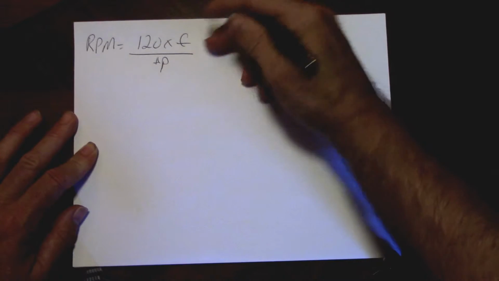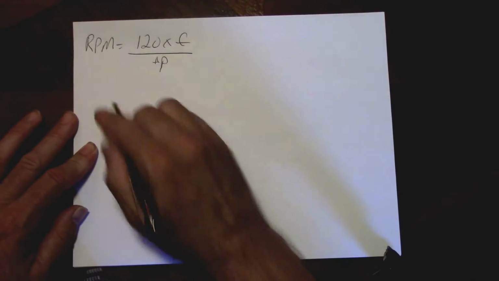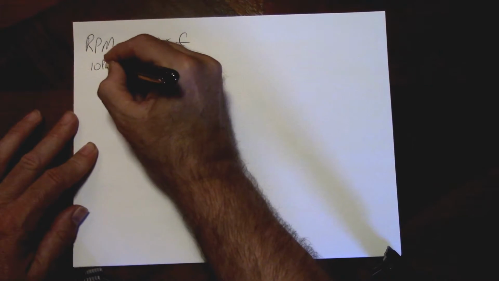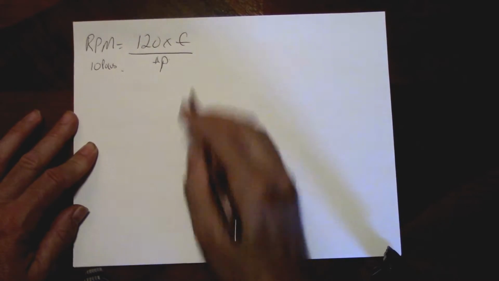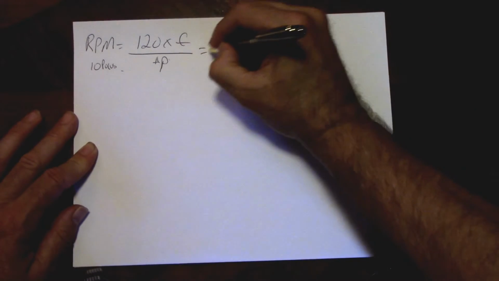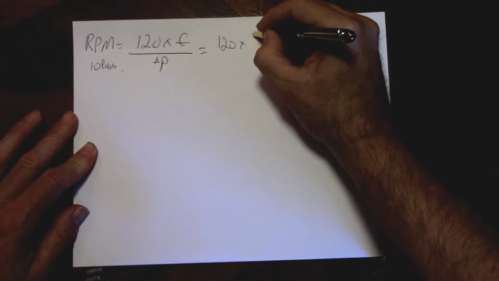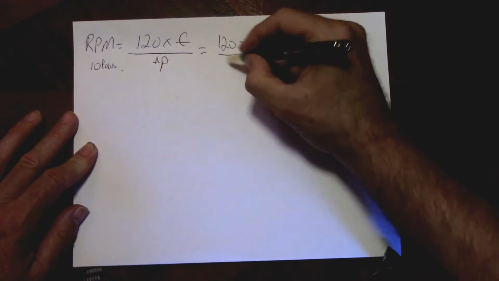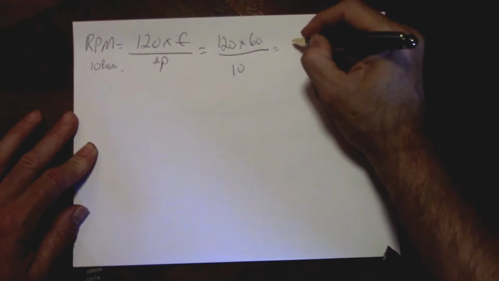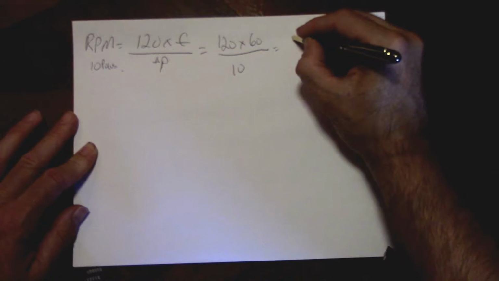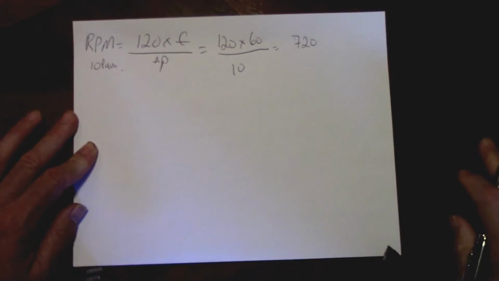And my question is, the first one, what if I had a motor that had 10 poles? How fast is that thing actually going to go? So 120 times frequency, which in Canada is 60, over number of poles, which is 10. This now gives us a total answer of 720 RPM.